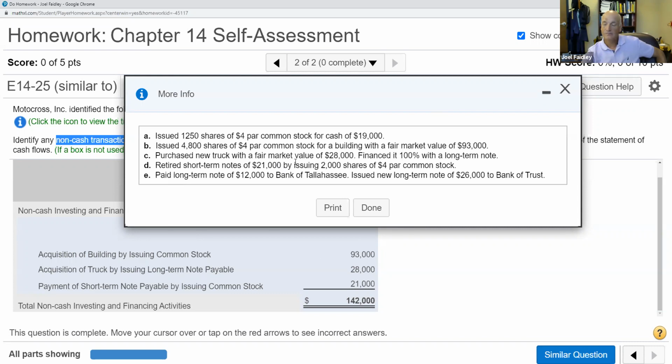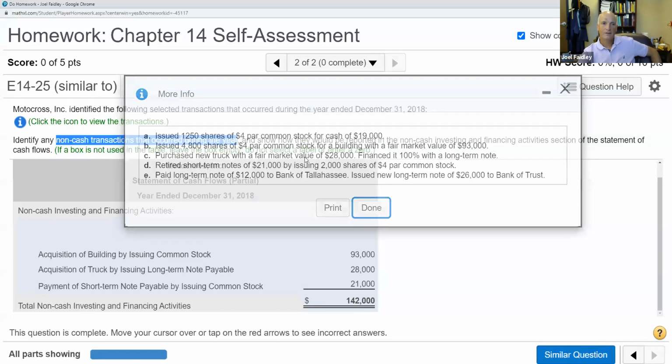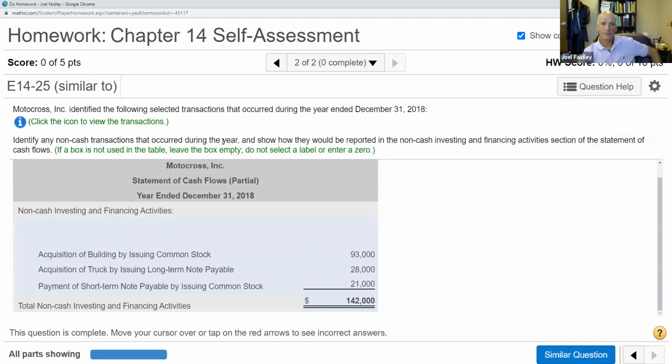All right, so that one has nothing to do with cash. Think about the journal entries, what you're doing. Think about the journal entries that you learned about in 2010 and in 2020 on this last section that we were in Module 1. And then paid a long-term note, that tells you you're paying a note, you're using cash. So only 3 of these are what's called non-cash items, non-cash transactions.